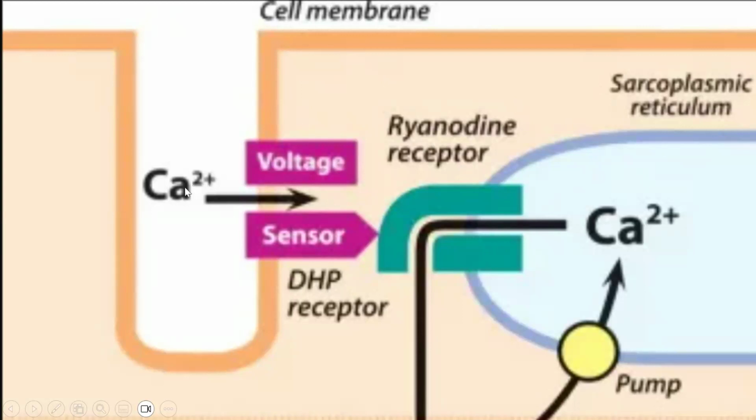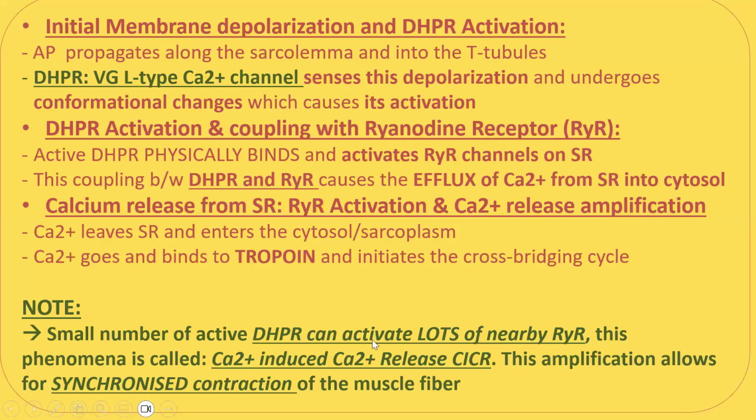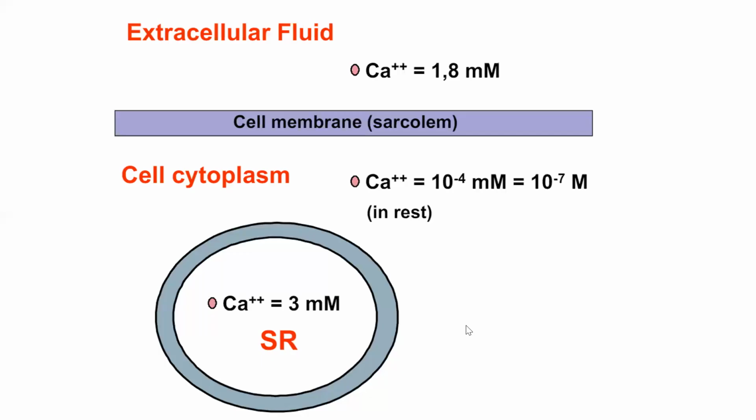Okay, so a little bit of calcium from outside of the cell can enter the cell and cause a lot of calcium from inside the sarcoplasmic reticulum to go out into the cytoplasm. This is what we call calcium-induced calcium release, basically an amplification of the release of calcium. Our goal is to have a lot of calcium in the cytoplasm to initiate the contraction of the muscle.